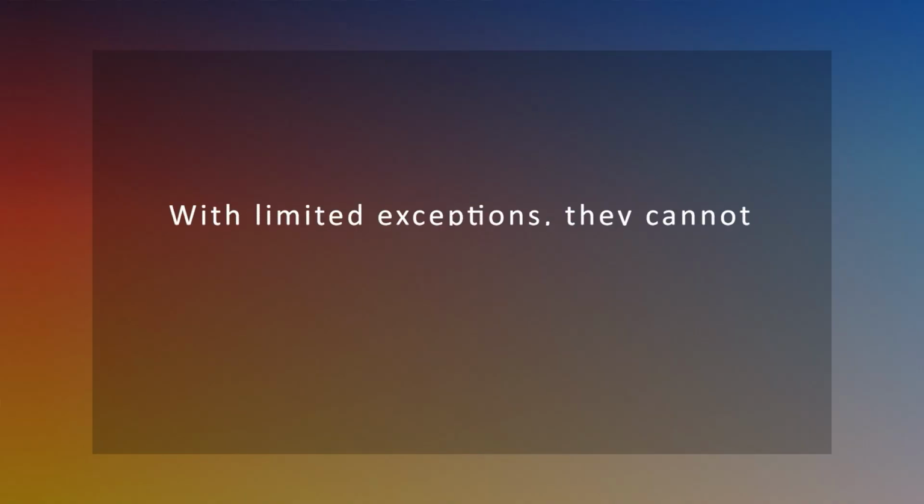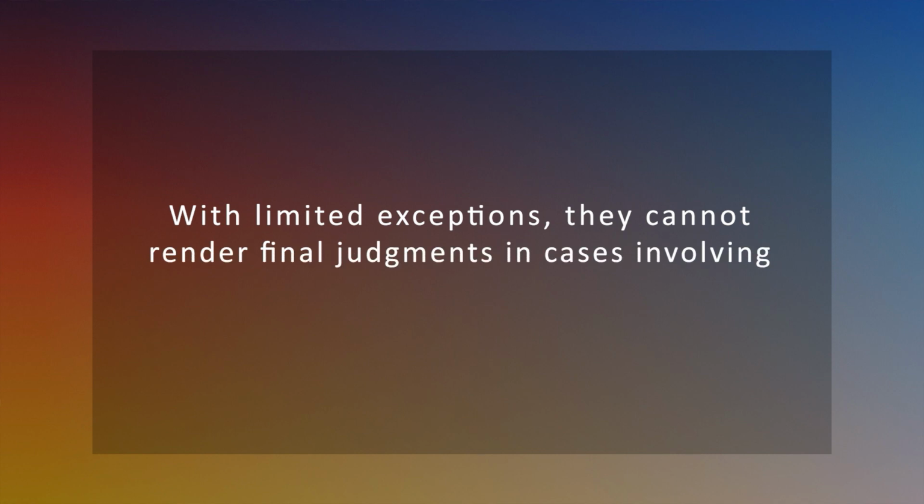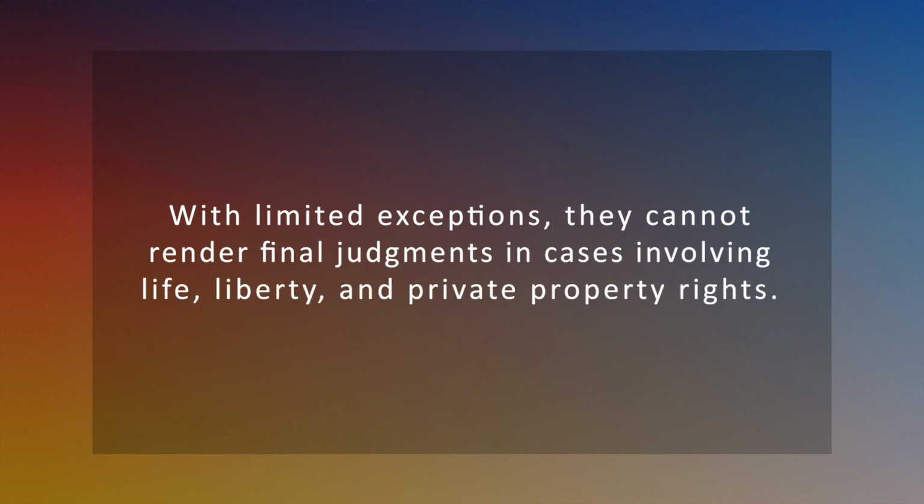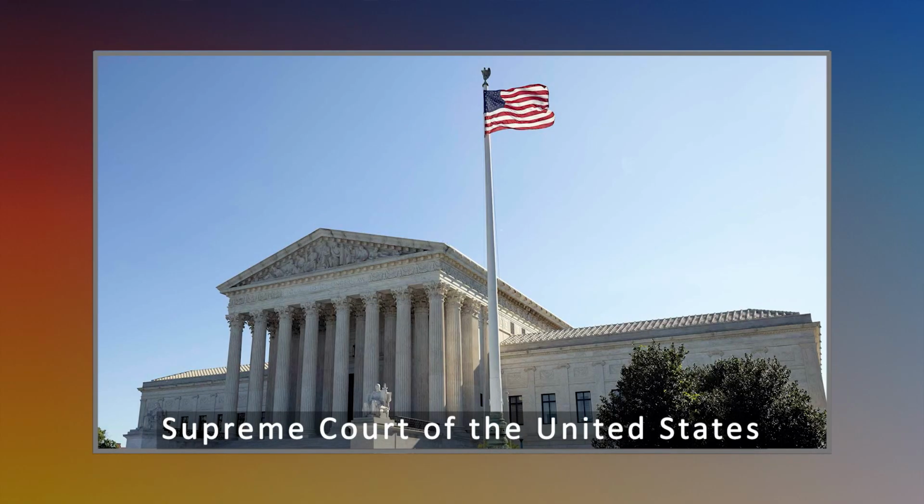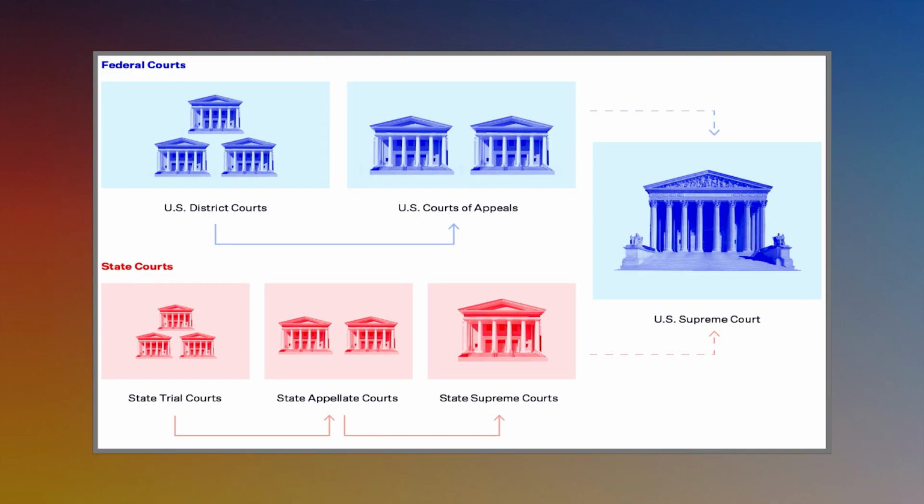With limited exceptions, they cannot render final judgment in cases involving life, liberty, and private property rights, but may make preliminary rulings subject to review by Article 3 courts. The Supreme Court of the United States is the highest federal court in the United States. It has ultimate and largely discretionary appellate jurisdiction over all federal courts and over state court cases involving issues of federal law, plus original jurisdiction over a small range of cases.